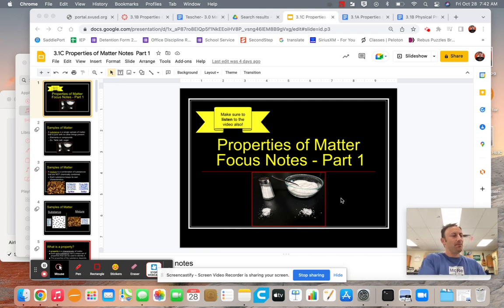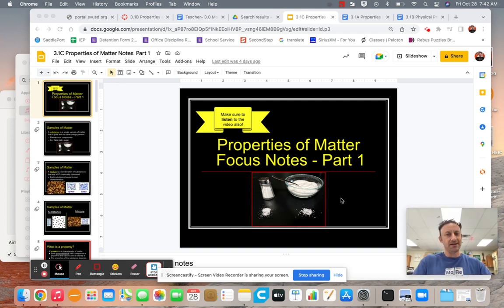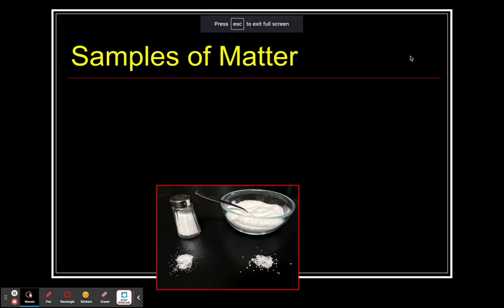All right. The paper you need today is this one. It's 3.1a. It is Properties of Matter. This is going to be in two parts. We're going to talk about physical properties, the ones that are observable and measurable, and then we're going to talk about chemical properties after that. Please pause the video as you need to get through, and let's go ahead and roll. Here we go.